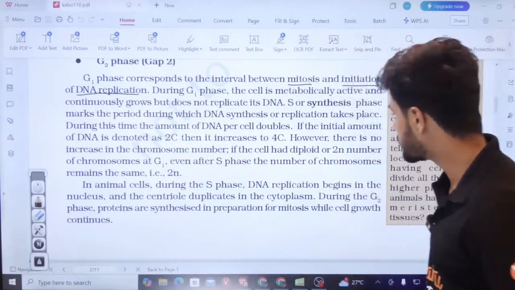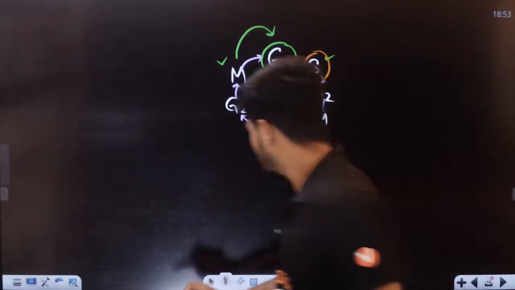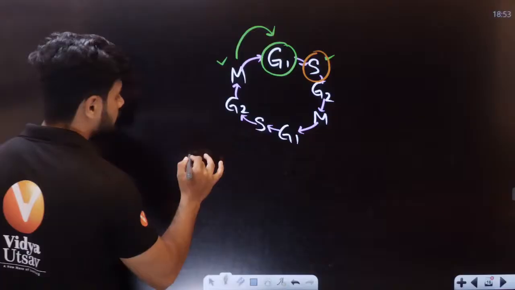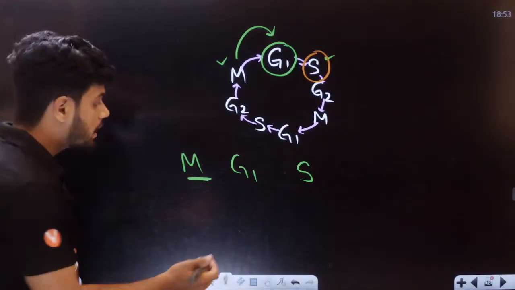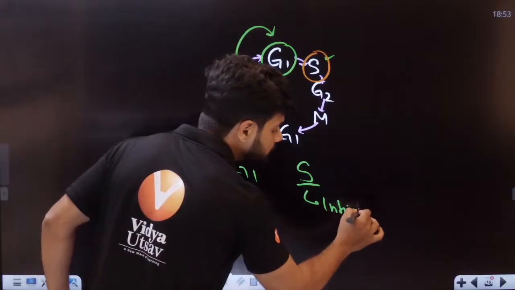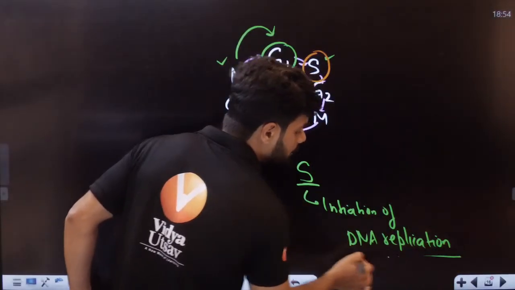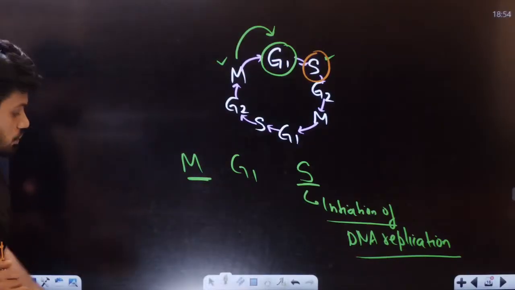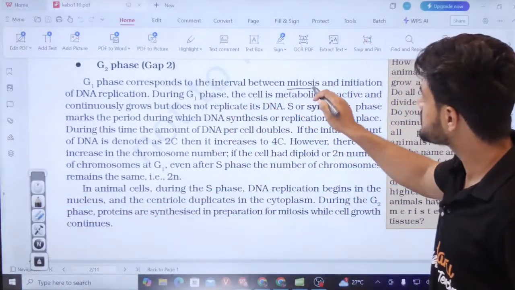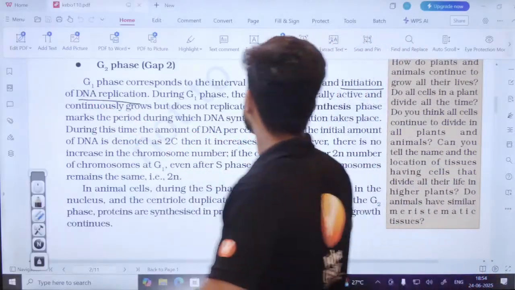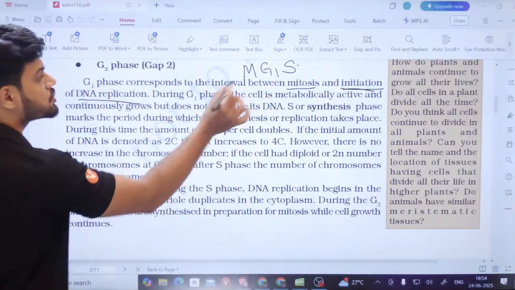What do I mean by that, students? See here. If you go back, I told you G1 is between M and S. M is basically the mitotic phase, and S is basically initiation of DNA replication. Initiation of DNA replication is happening right here, students. Between mitosis, the M, and initiation of your DNA replication, that is basically M, G1, S.